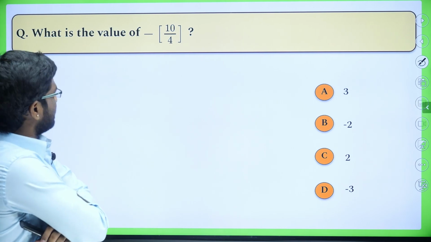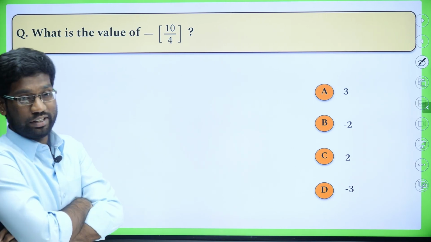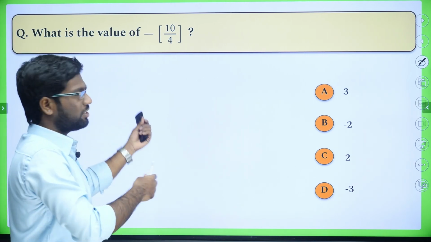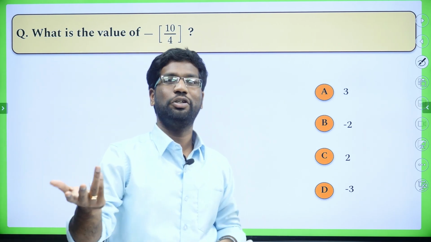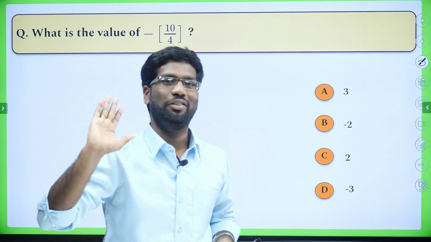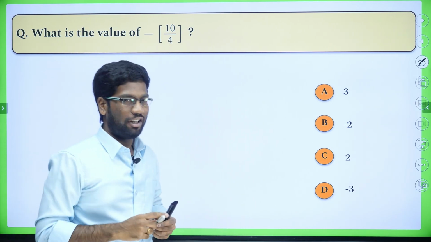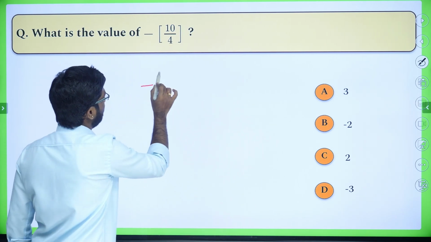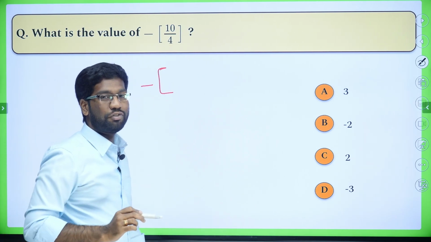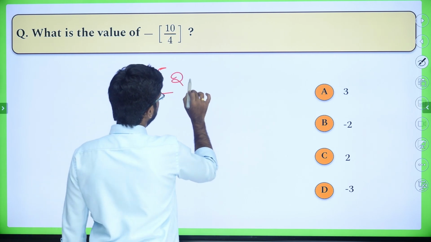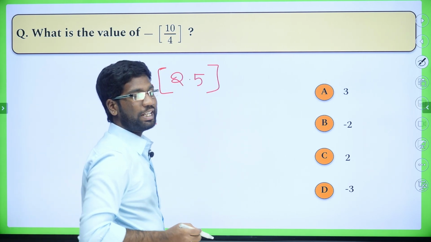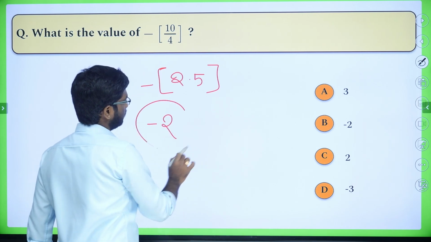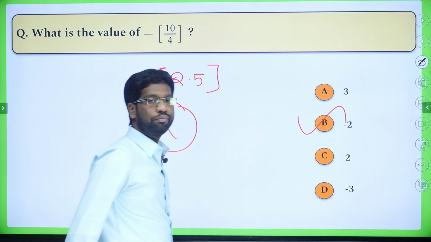So what are they asking? The minus is outside. If I suddenly solve and get the wrong answer, that's all, you lose 5 marks. So we have to be very, very careful. Here the minus is outside. So 10 by 4 means 2.5. I hope you know the greatest integer of 2.5, my dear students. It's 2. So the answer is minus 2. Okay.